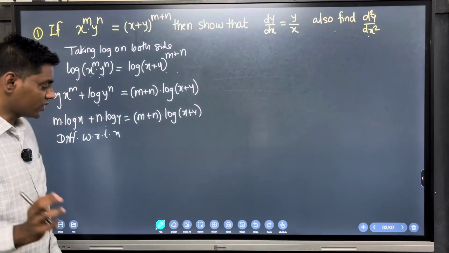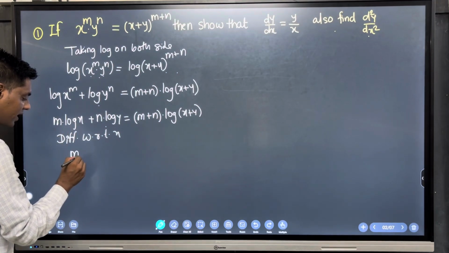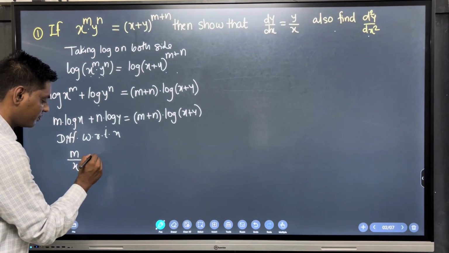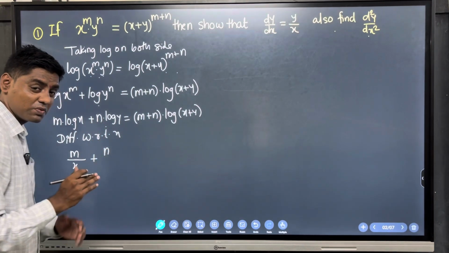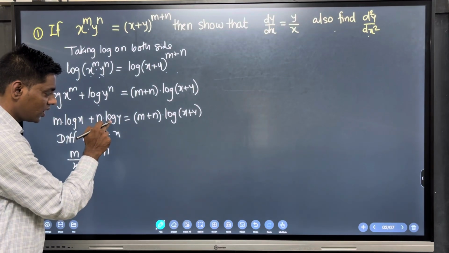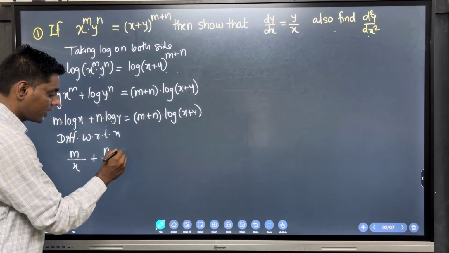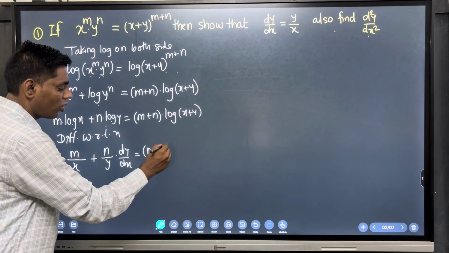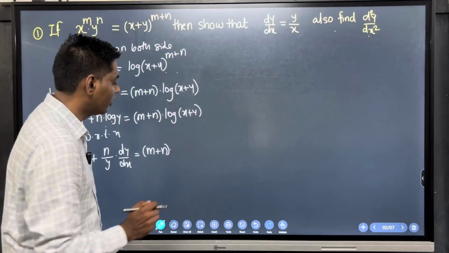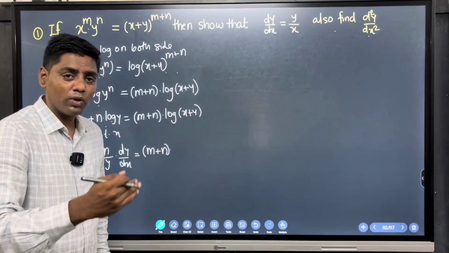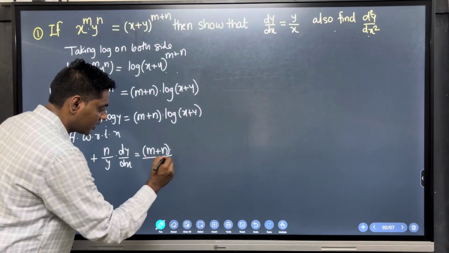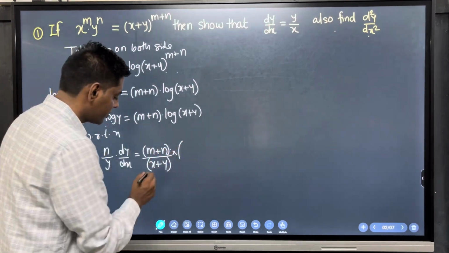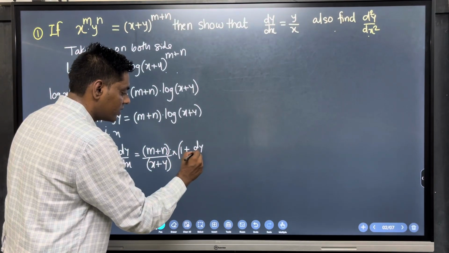Here m is the constant and log x is the function, so m is as it is. What is the derivative of log of x? 1 upon x. So write down this 1 upon x. Plus n is the constant. Now it is a very important step, we already took the derivative. So log y gives 1 upon y into dy by dx, equal to m plus n, the constant term is as it is, and take the derivative of the function. Here the function is log. What is the derivative of log? That is 1 upon the complete term, write down the denominator x plus y, into, again take the derivative of that function. So x derivative is 1 and y derivative is dy by dx.